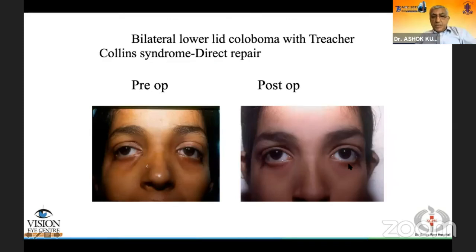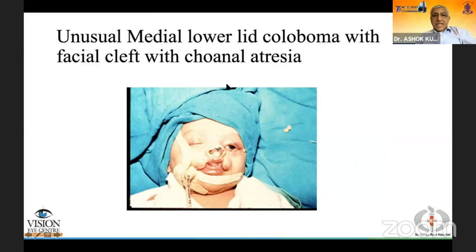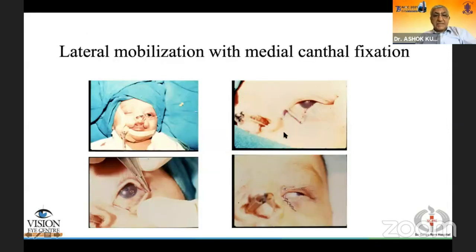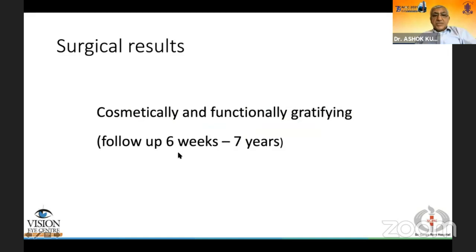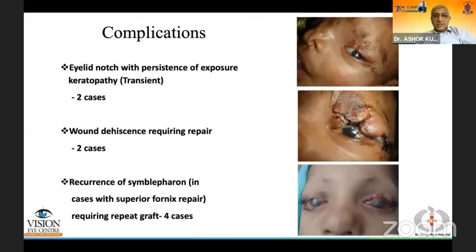Example of a lower lid notch which has been repaired here. And this is the unusual medial lower lid coloboma with choanal atresia and facial cleft. Here we did a lateral canthotomy and cantholysis, mobilized the medial canthus, and we then did a direct repair in this area and did a deep medial canthal insertion. And we could get a reasonable repair in this patient. So surgical results are functionally gratifying, with very long follow-ups. The problems include notches, wound dehiscence, or recurrence of symblepharon.